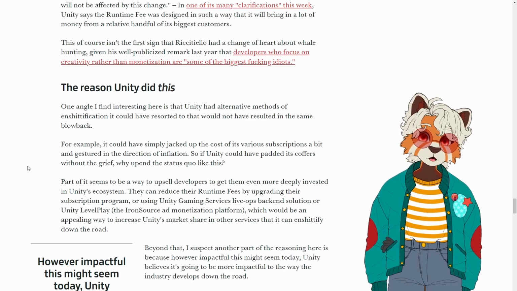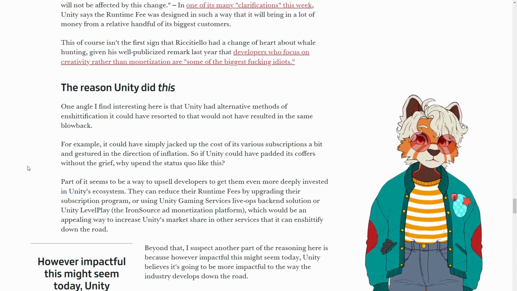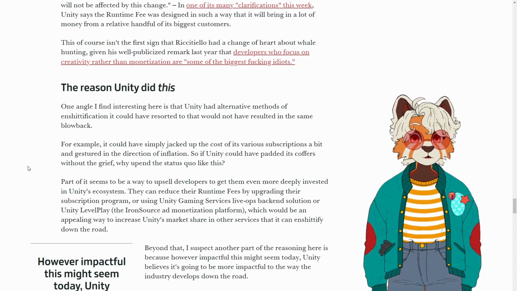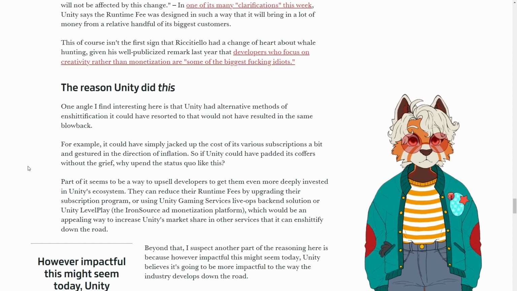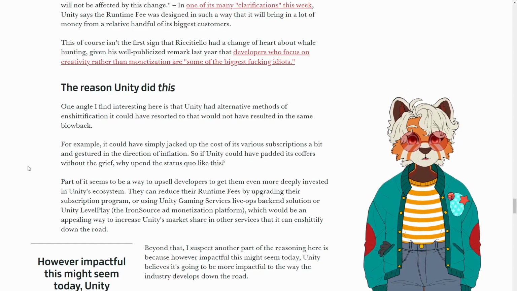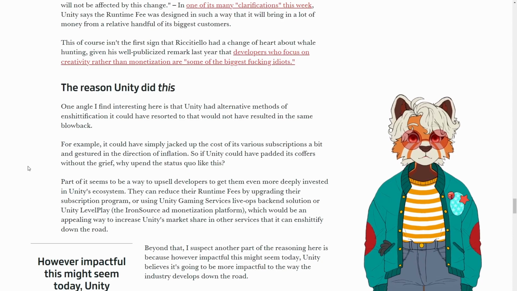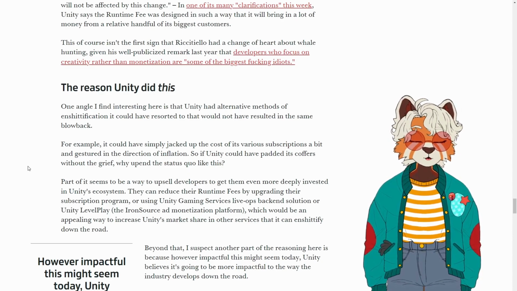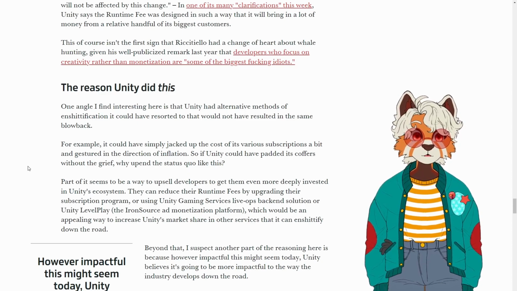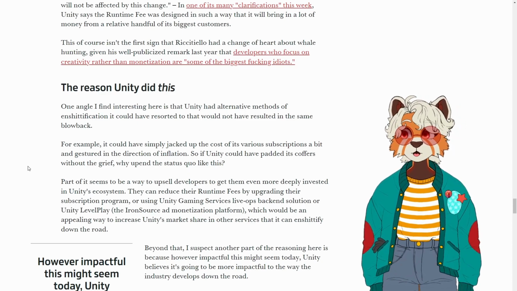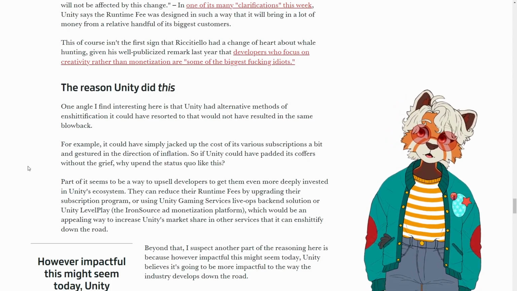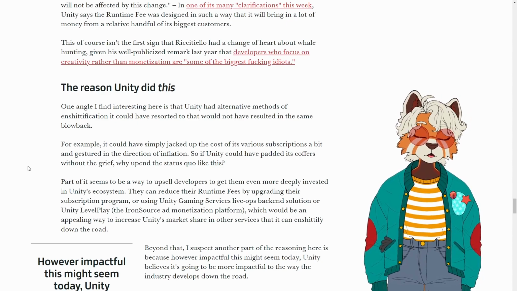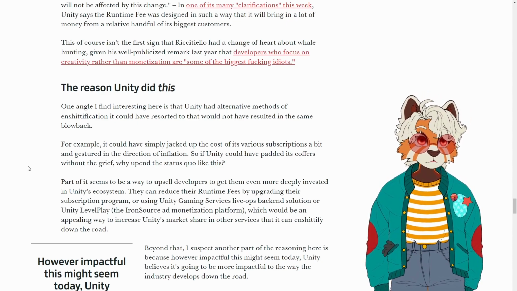Part of it seems to be a way to upsell developers to get them even more deeply invested in Unity's ecosystem. They can reduce their runtime fees by upgrading their subscription program, or using Unity Gaming Services LiveOps backend solution, or Unity Level Play, which is the Iron Source ad monetization platform, which would be an appealing way to increase Unity's market share in other services that it can then enshittify down the road. Yeah. Not only are they looking to make more money, they're looking to gain even more market dominance so they can put the screws on you even harder in another 5 or 10 years.